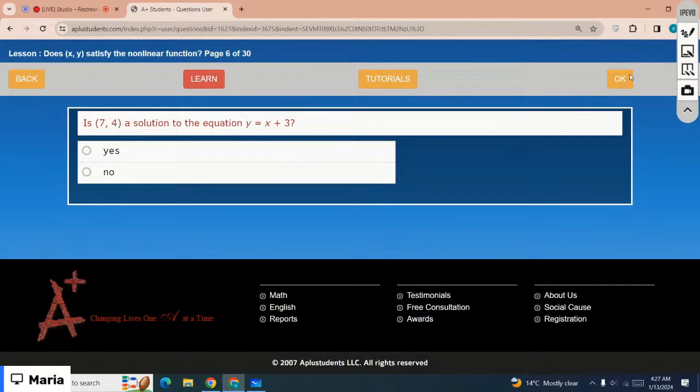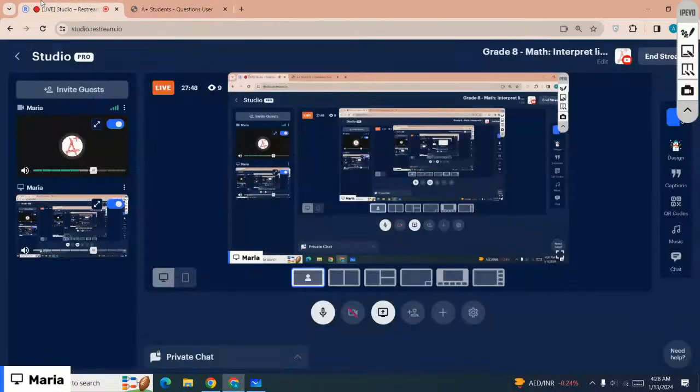Okay, is 7 4 a solution for the given equation y equals x plus 3? Which is the correct option? The correct option is no. The point 7 4 is not the solution of the given equation. The correct option is no. Got it?